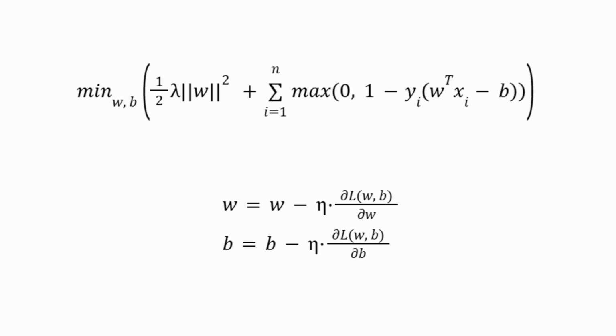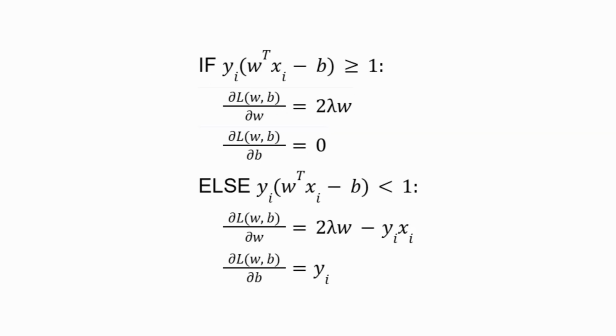We will minimize the objective function using gradient descent. We need the partial derivatives with respect to w and b. Depending on whether the point lies outside the margin, the weights and the bias will be updated differently.